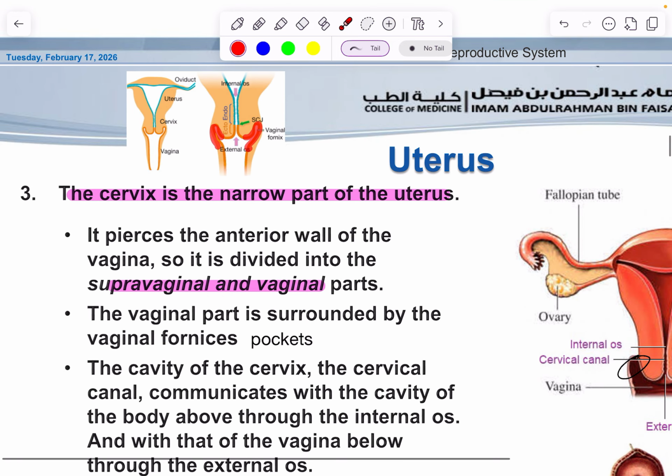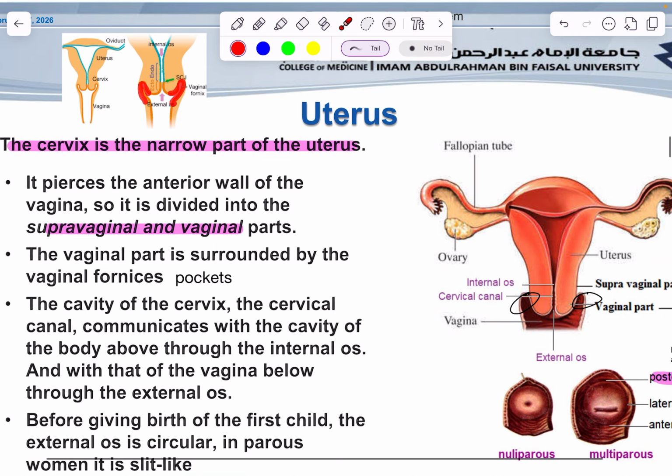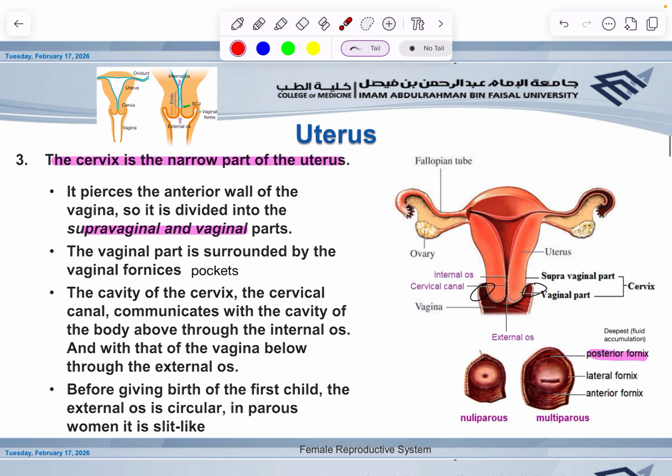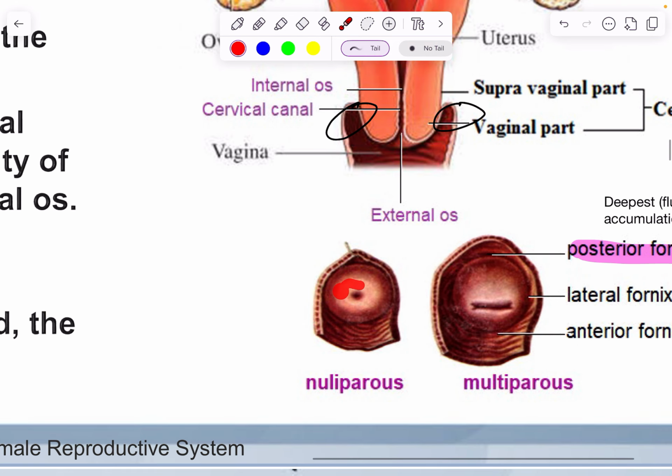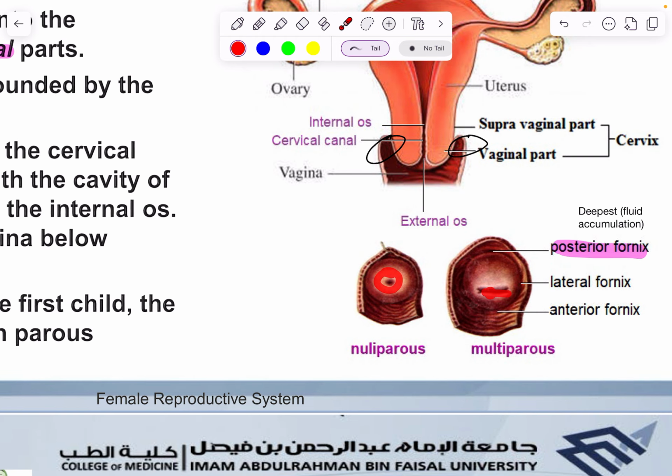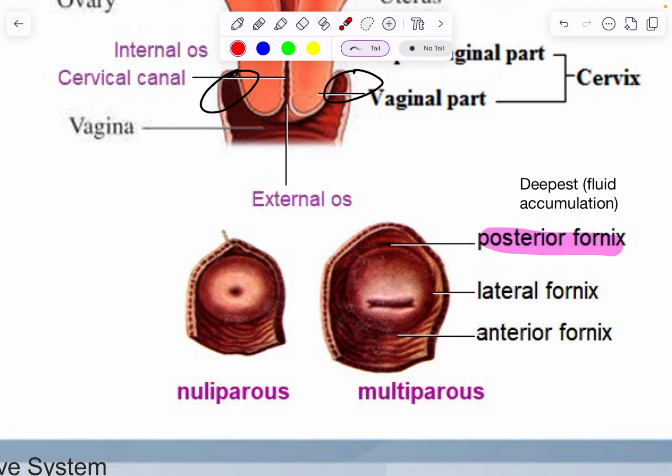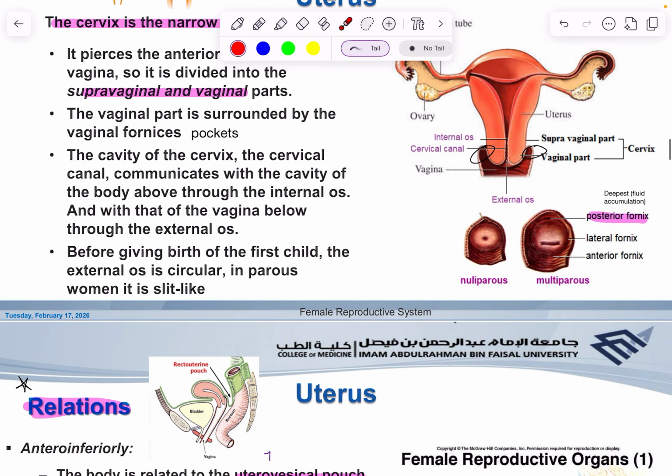The cavity of the cervix communicates with the body through the internal os, as we said, and with the vagina through the external os. What we need to know here is that before giving birth, the external os is circular, but after, it looks more like a slit. Let's go back to the fornices. They're important because they're not only relations of the cervix; here it matters that the posterior fornix is the deepest, which is why fluid accumulation happens there, and it is usually the point where insemination occurs.